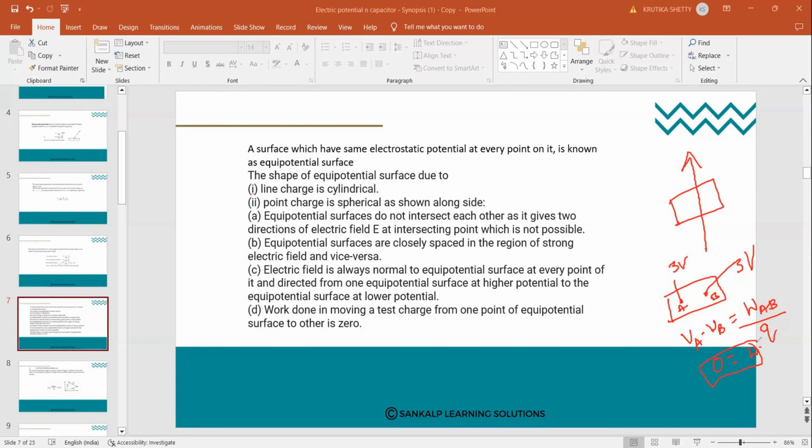Clear? I hope the 4 points are clear to you regarding the properties of the equipotential surface. Okay, I'll go for the next point.